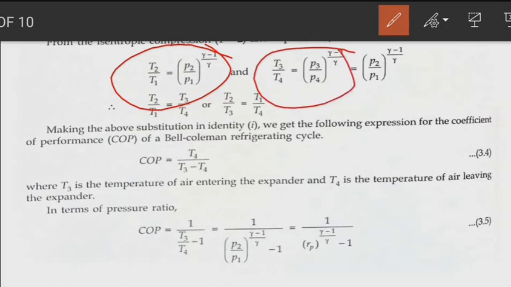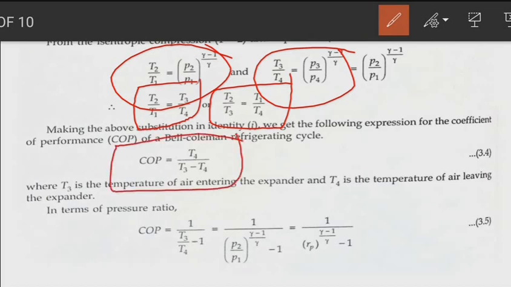So these two ratios in terms of pressure we will rewrite, and you can see here T2 by T3 is equal to T1 by T4. That is what we are getting actually. So T2 by T1 is equal to T3 by T4 also. So we will put this into the previous formula, and we will finally get COP equal to T4 divided by (T3 minus T4).